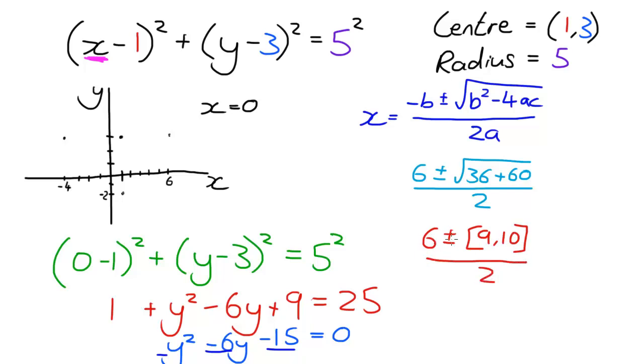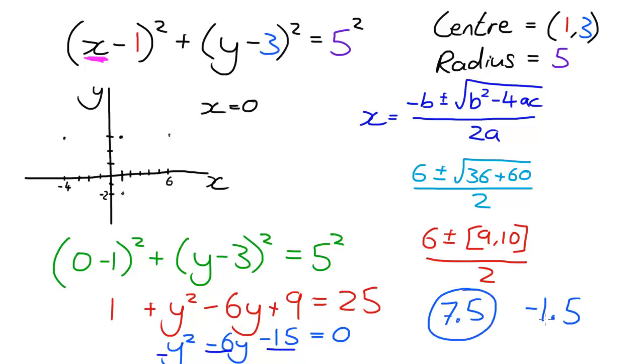If we have 6 plus 9.5, that's going to be 15.5 over 2, which is 7.5. If we have 6 minus 9.5, that's going to be minus 3.5 over 2, which is going to be minus 1.5.